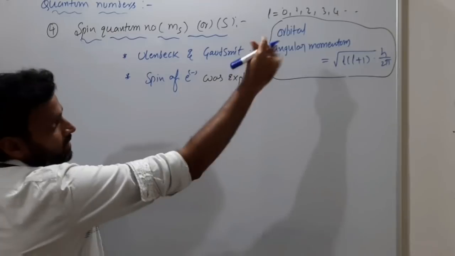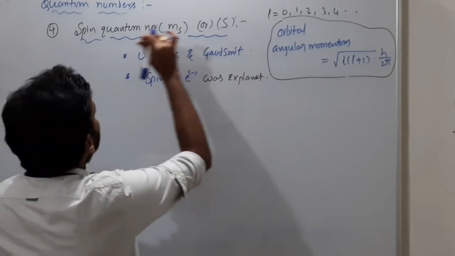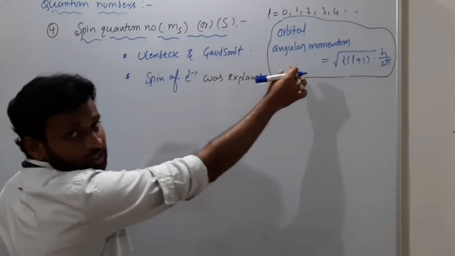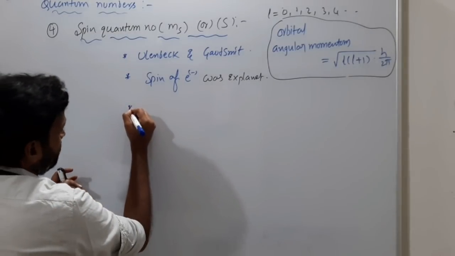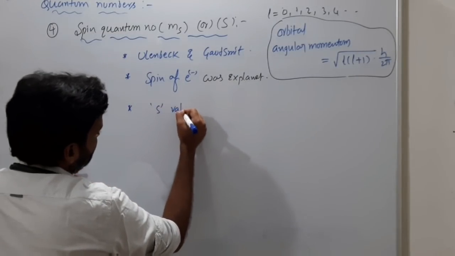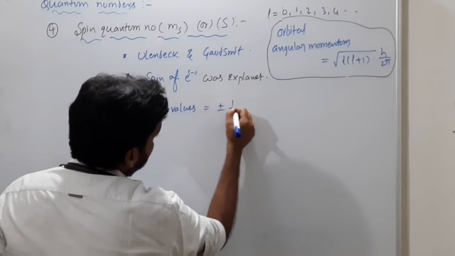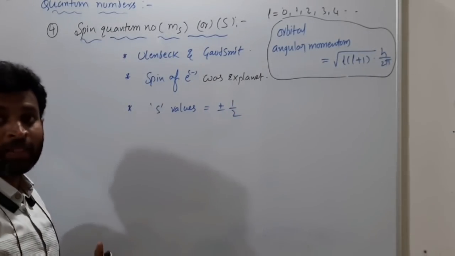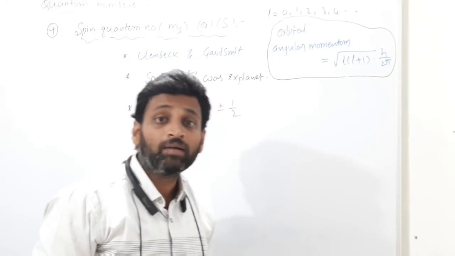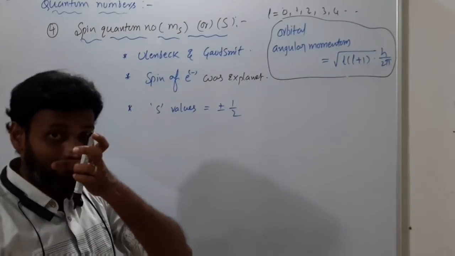Okay, that is different actually. This has no link with the spin quantum number. I forgot to say, that's why it is given. And the S values are just plus or minus half.